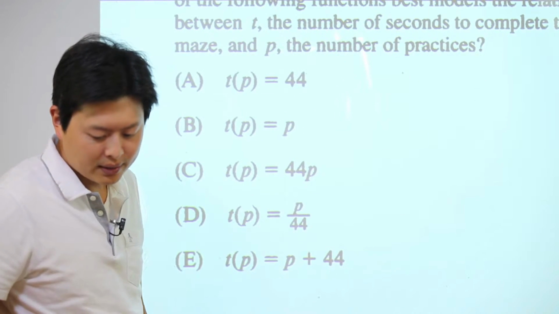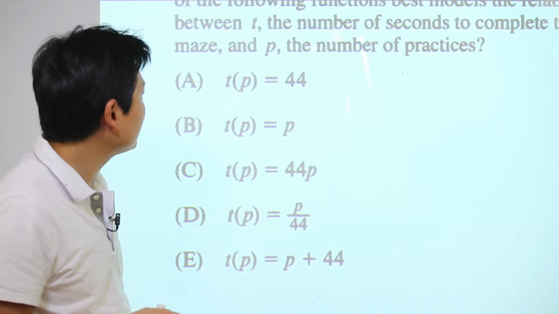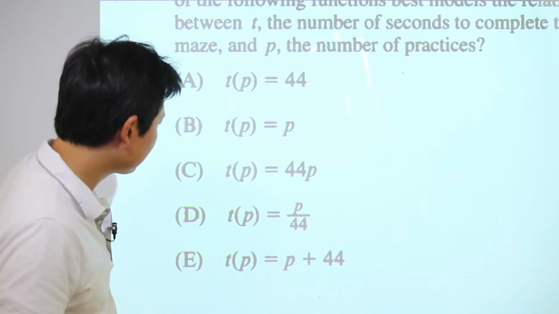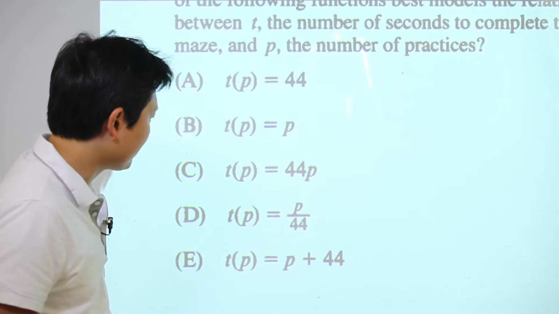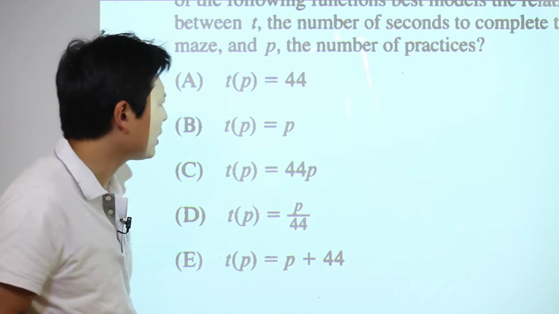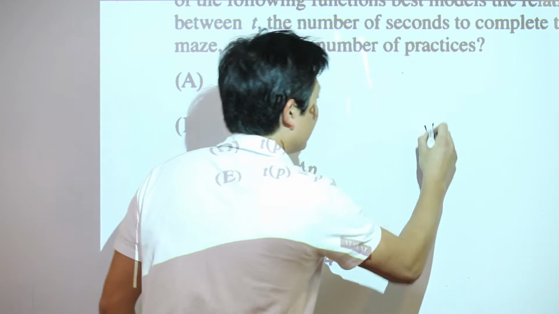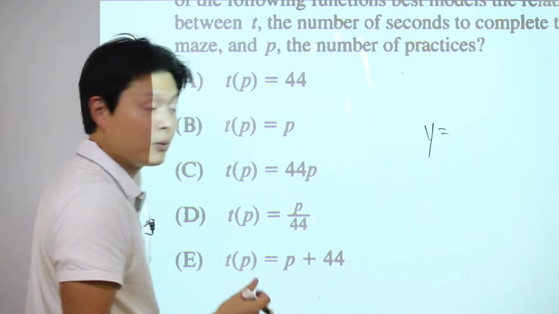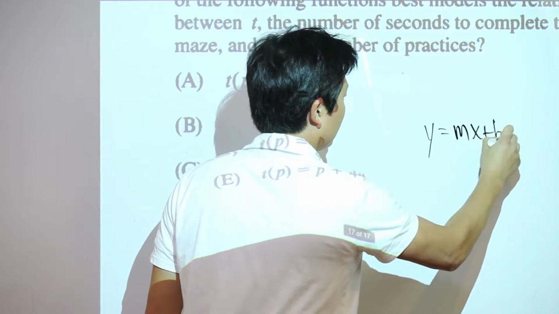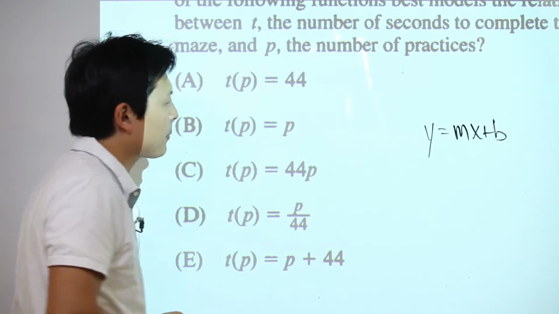We know that many of these look like lines, right? That's a line, that's a line, that's a line, that's a line. And even this is a line. They're all lines, actually, right? Because the slope here is 1 over 44, and p would be your x. So these are all lines. And if you know the form, and again, the most important form of the line is what? y equals mx plus b, right? The slope-intercept form. We discussed this in section 2 as well.